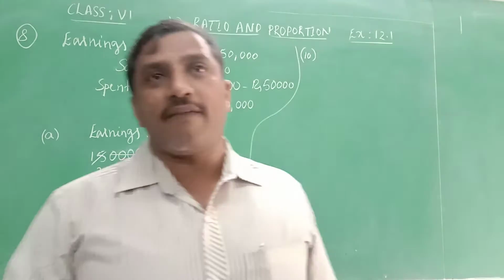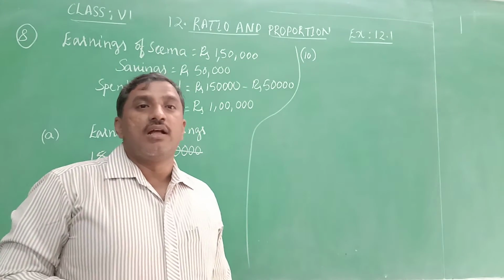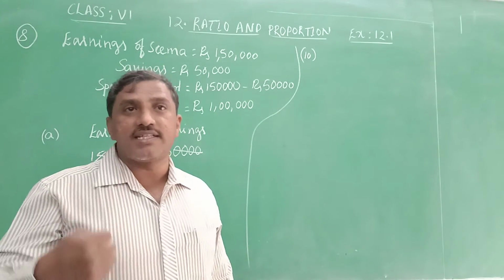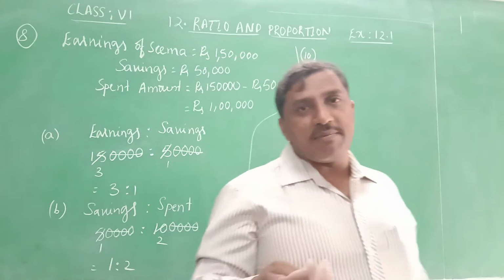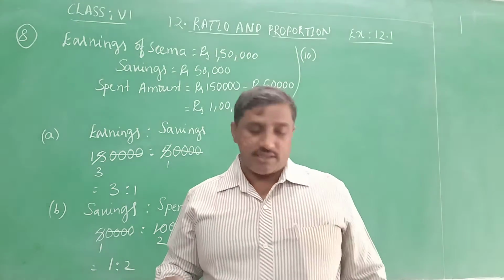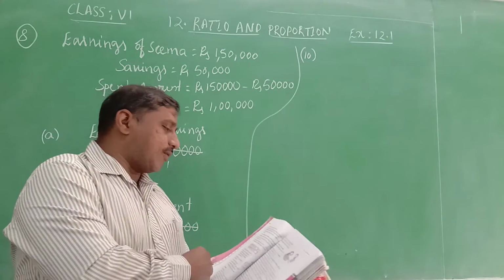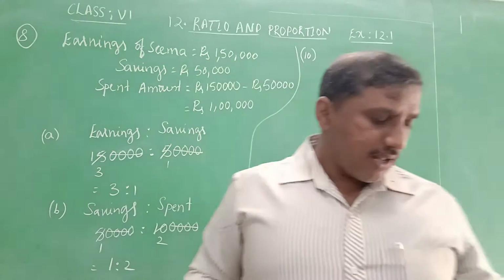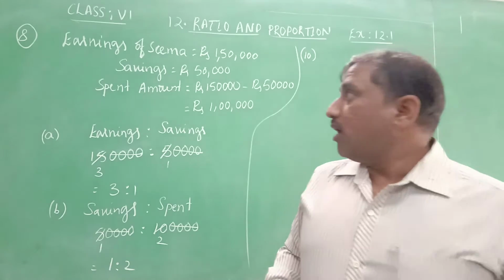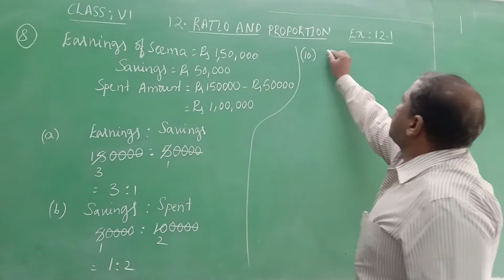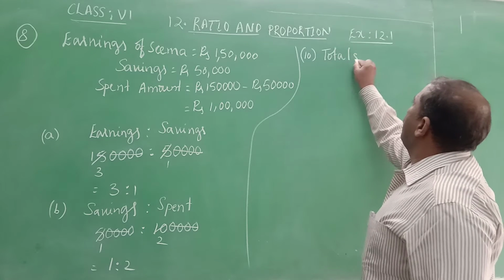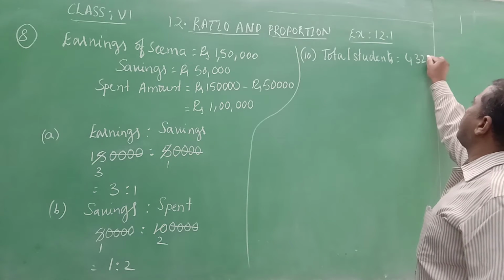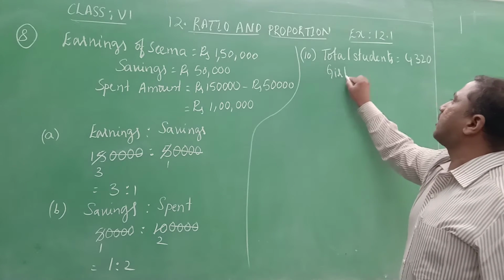We don't know how many boys are there. How do we find boys? From the total strength of the college, you subtract the number of girls, and we get the number of boys. If we subtract the number of boys, we will get the number of girls. So we can find the ratio. Next, the number of boys to the number of students. So here total students is equal to 4,320.